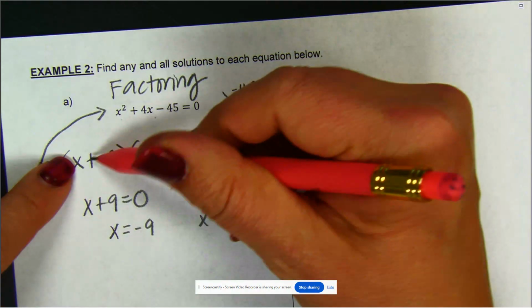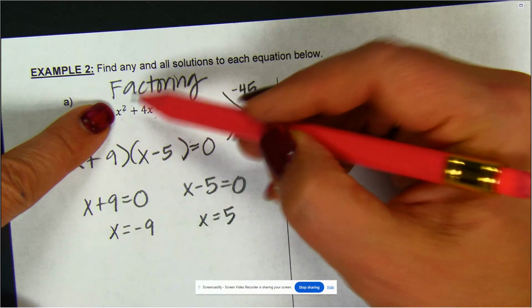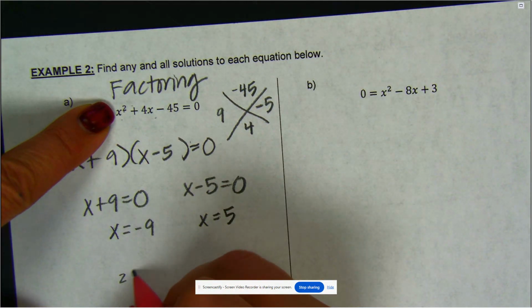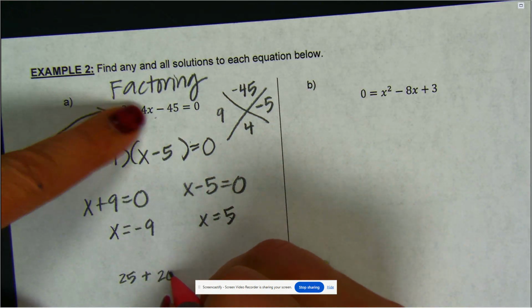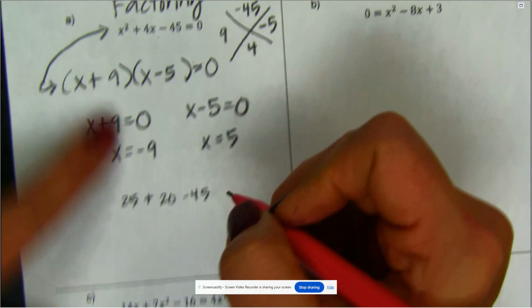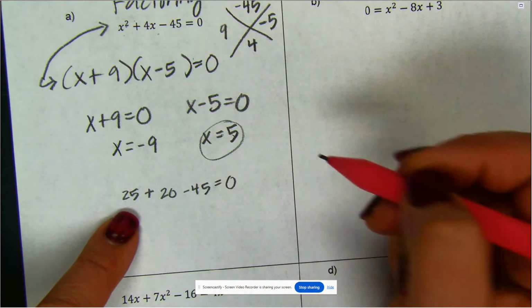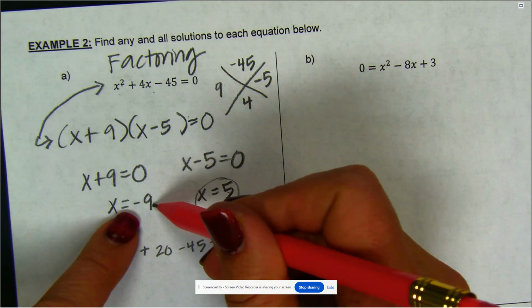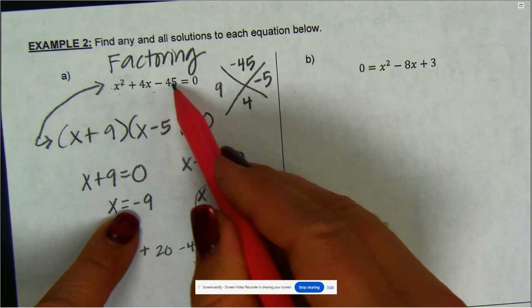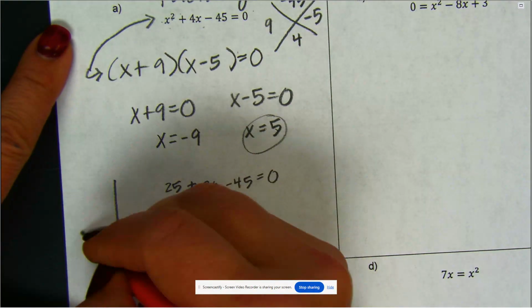And it's kind of easy to tell here, but if I went up here and put 5 in, 5 squared is 25, plus 4 times 5 is 20, minus 45. What does that equal when I put it all together? 0. 5 makes this equation equal 0. Same thing here. If you put a negative 9 here and here and you did the math, it's going to come out to 0.